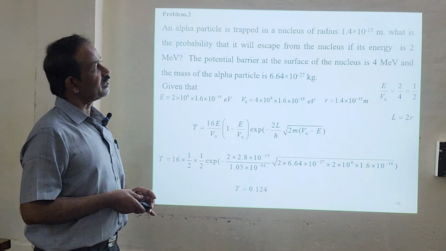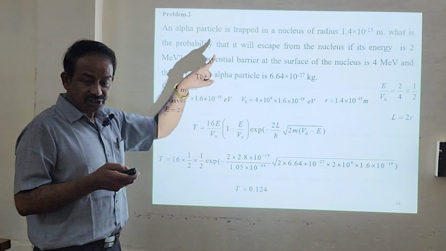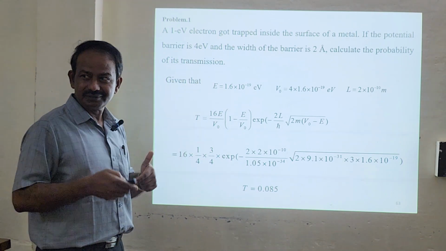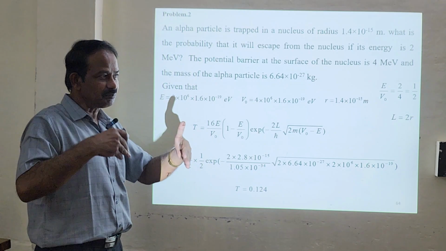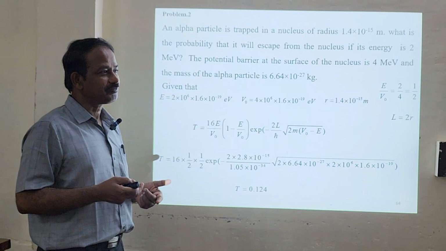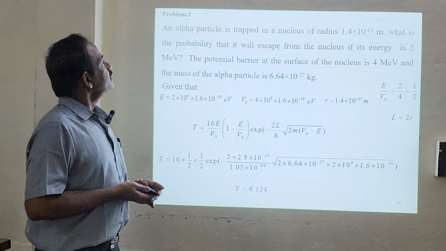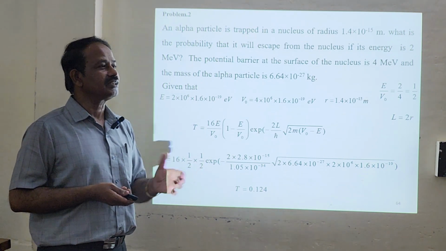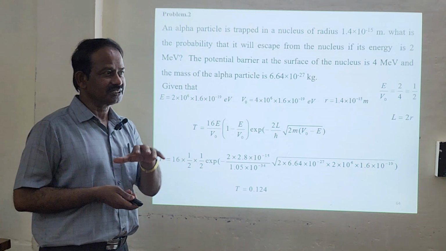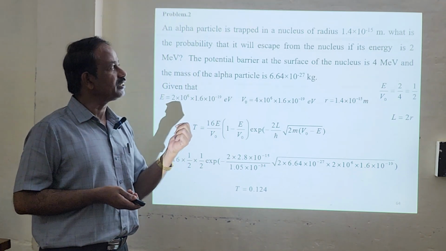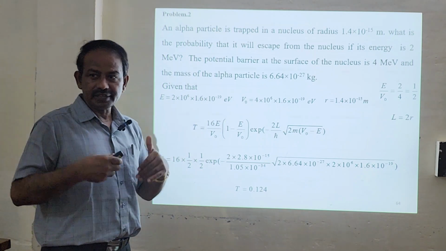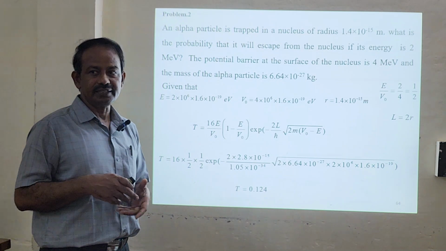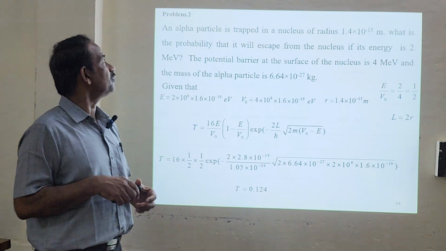An alpha particle is trapped in the nucleus of radius... So this is for the alpha decay, and the earlier one is for the ordinary penetration problem. So I have separated these two. That's for the potential barrier, and this is for the alpha decay. This alpha decay problem arose in the year 1927, immediately after Schrödinger found the equation in 1926. So these problems, alpha decay, alpha emission, which you are going to see later, arose in the year 1927, by Gamow.